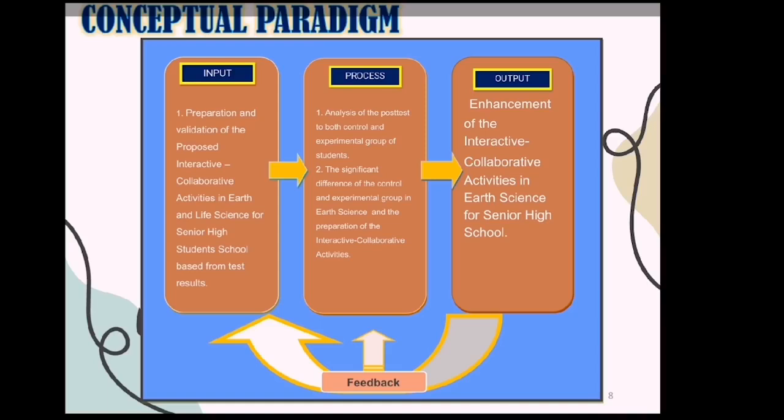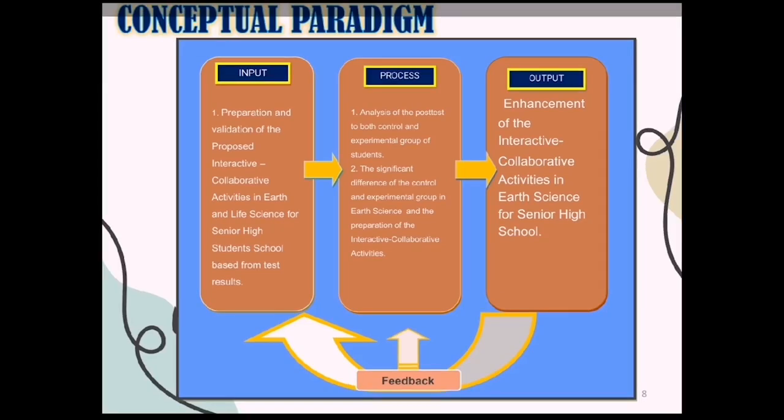Next is the process. This refers to the conduct of the pre-test, giving of the treatment, which is the giving of the interactive collaborative approach, and conduct of post-test to both the controlled and experimental group. Then we have the output. The output is based from the findings and result of the study that is an enhanced interactive collaborative activity in science will be prepared. Lastly, we have the feedback loop mechanism. This mechanism is a process of continuous improvement of the output of the study.